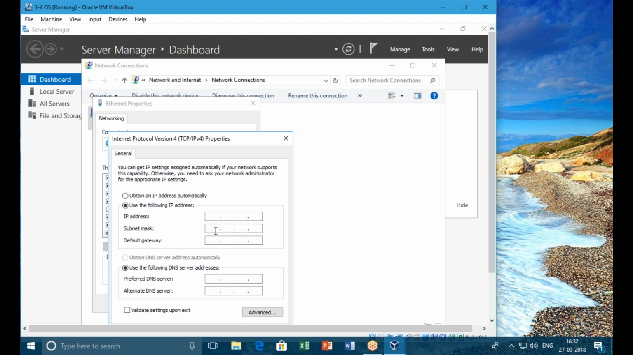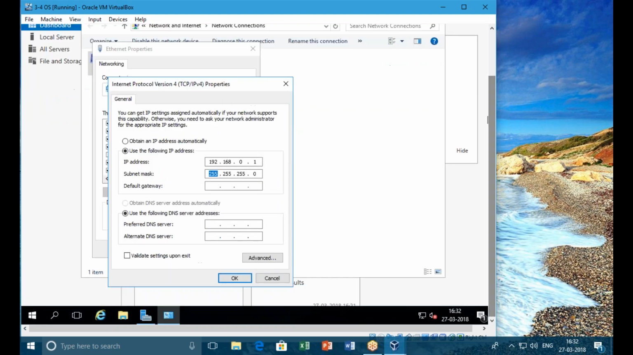and enter the IP address you want to assign. You press tab, the subnet mask will appear automatically. Click on OK.